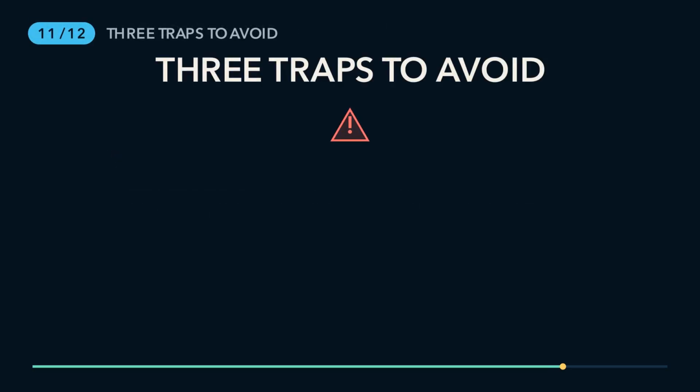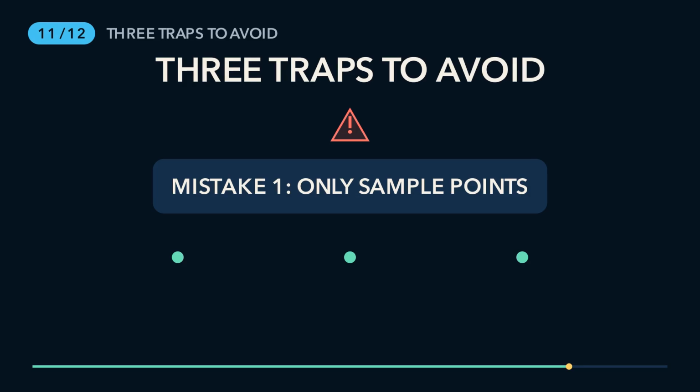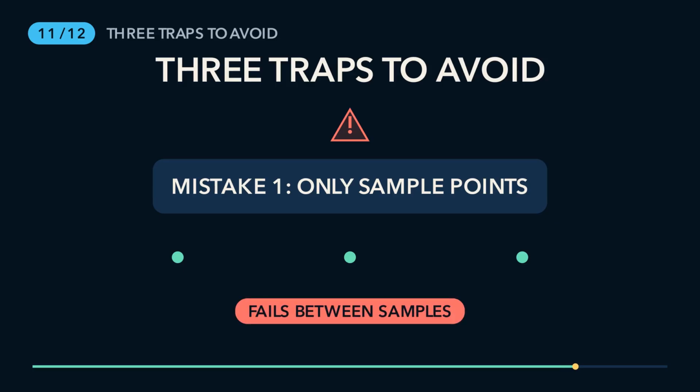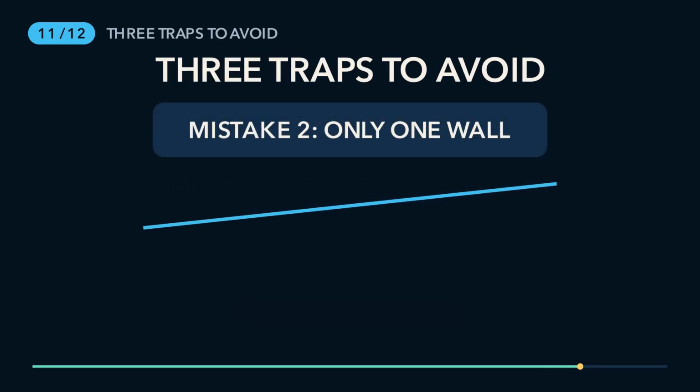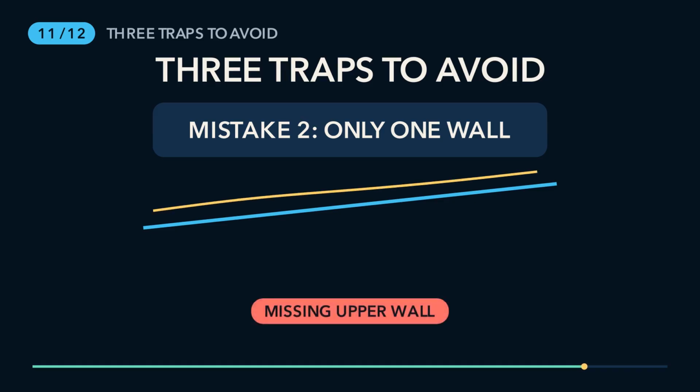Before using the theorem, watch for 3 common mistakes. First, checking the inequality at only a few sample points is not enough. The ordering must hold throughout some whole neighborhood around the input. Second, one wall approaching L does not force anything by itself. Both outside limits must exist and match.